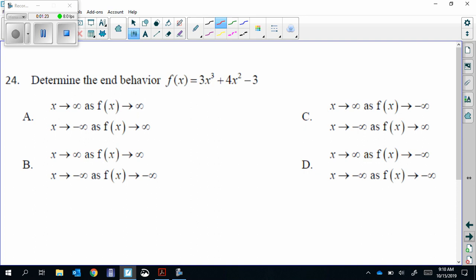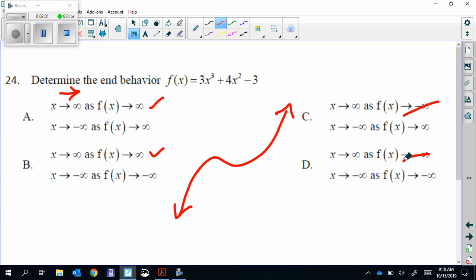For end behavior, you have to look at the degree and if the leading coefficient is positive or negative. So since it's a positive and an x cubed, it's going to look something like that. So that means that the left side is going down, the right side is going up. So x goes to infinity, that's the right side. So on the right side, we are going up to positive infinity. So that one's correct.